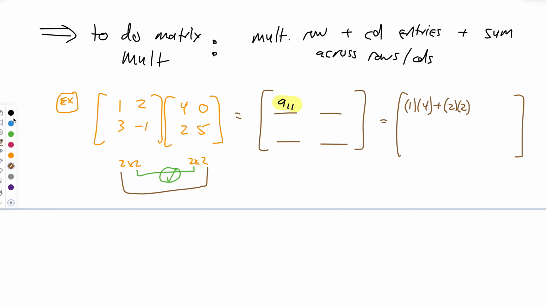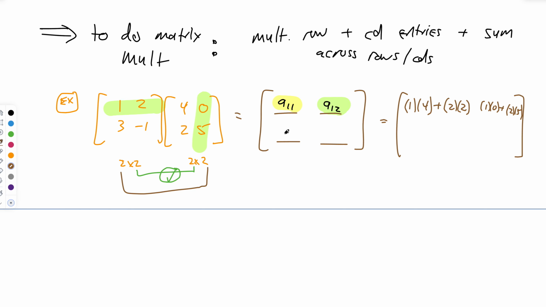I would go to A12. So row 1, column 2. If I do row 1, column 2, it will look like this. Row 1 will be 1 times 0, 2 times 5. I add those together, right? First entry times first entry, plus second entry times second entry. 1 times 0 plus 2 times 5. And I will repeat this process again.